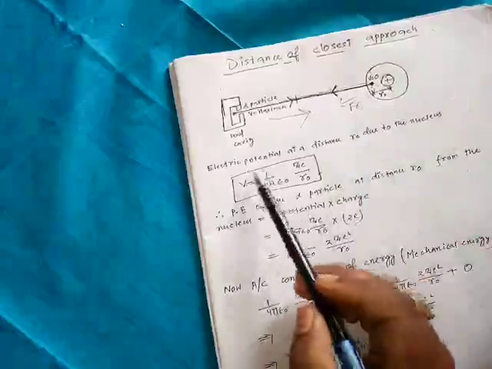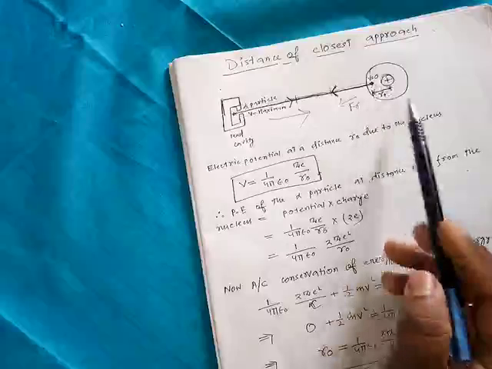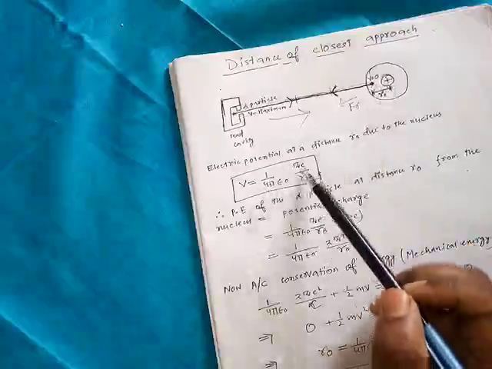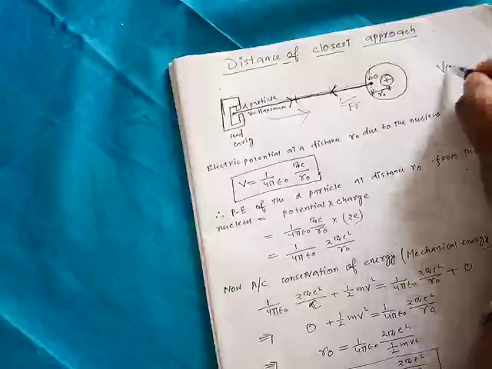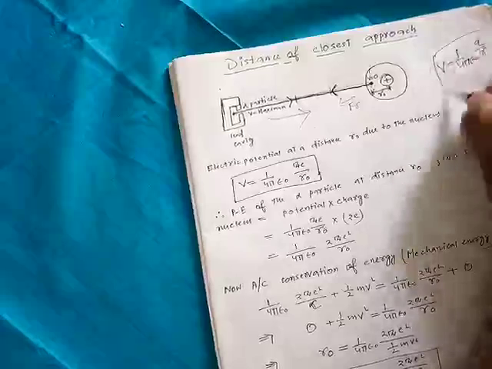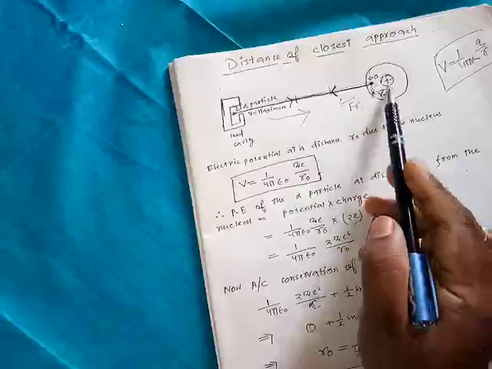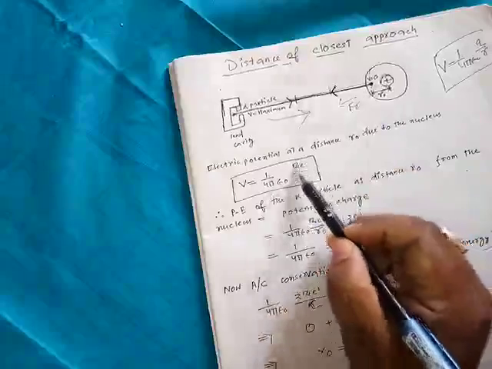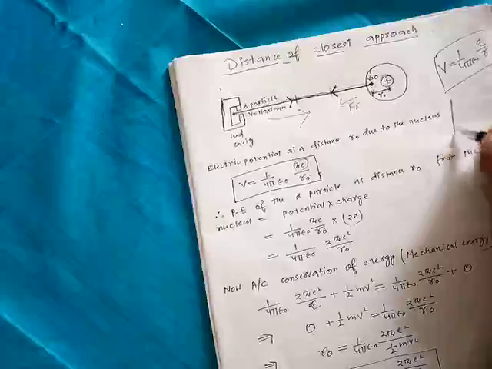Now we know that the electric potential at a distance R0 due to the nucleus will be what? 1 by 4 pi epsilon naught ZE by R, because we know this formula of electric potential, 1 by 4 pi epsilon naught Q by R. Yes or no? That formula we know. So from that formula, the electric potential at this point due to the positively charged nucleus will be 1 by 4 pi epsilon naught ZE. ZE is the charge of the nucleus, that we have already discussed.